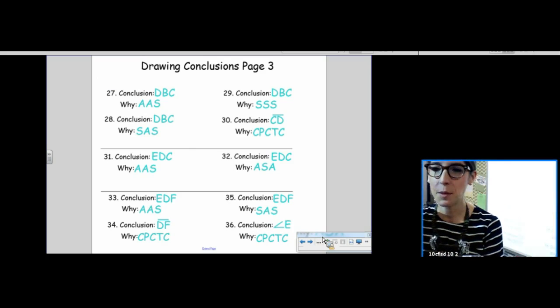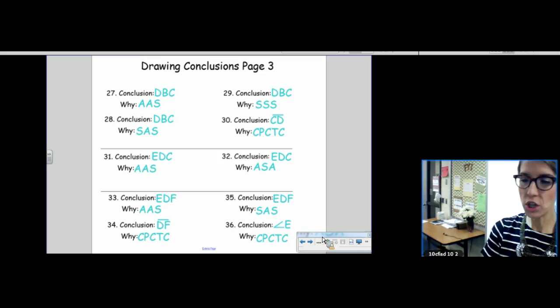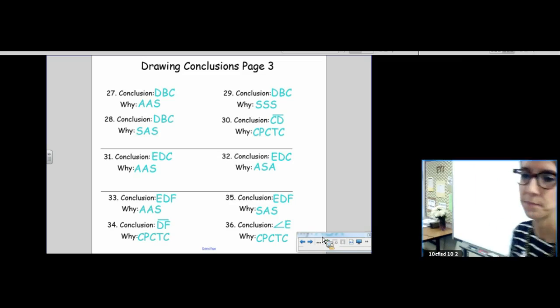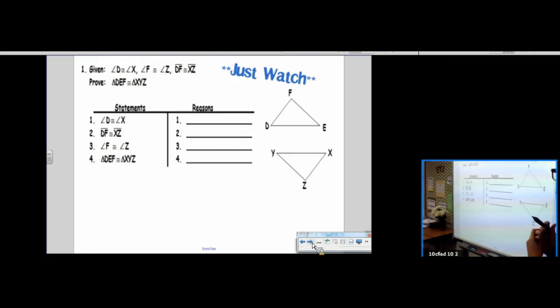These were easy. These were really straightforward. These were just saying which congruence theorem or using CPCTC. So you weren't really using your sheet for these. So page 3, long homework, really good practice.